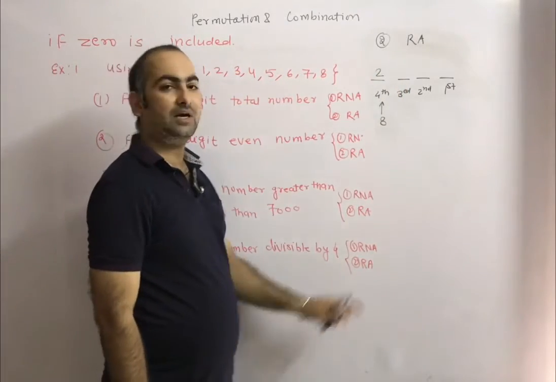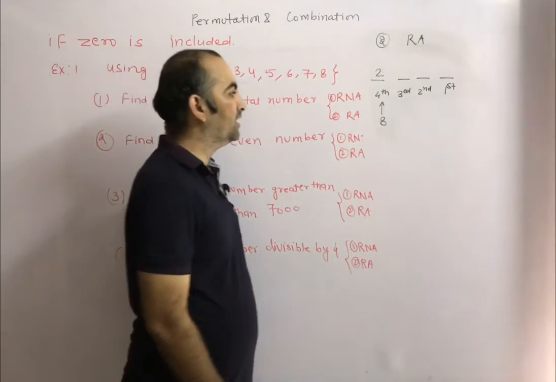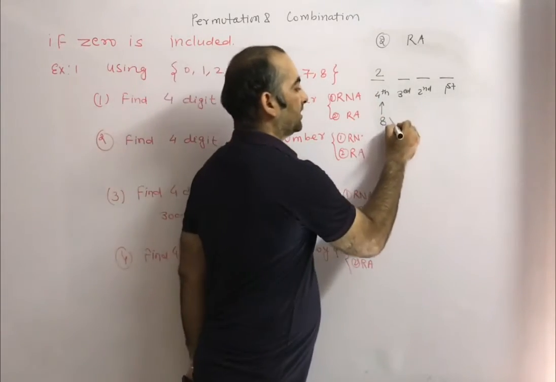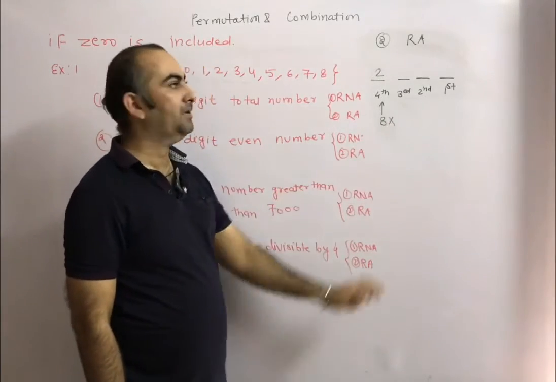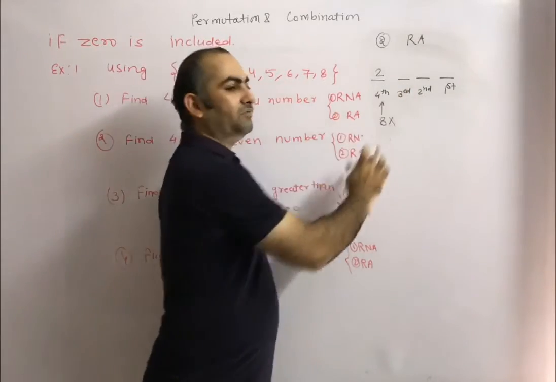Suppose here 2 is coming. Now we will have to fill the other 3 places also. Your task is filling all the places. That means if you fill the fourth place, you have to use multiplication. Now you have to fill the third place also. Now repetition is allowed, that means 2 can repeat here. That means at the third place we can put 0.